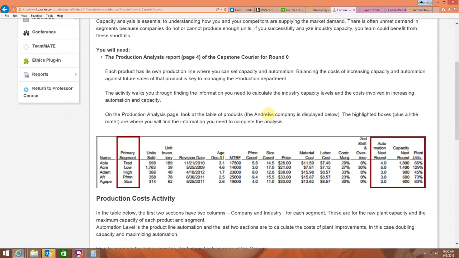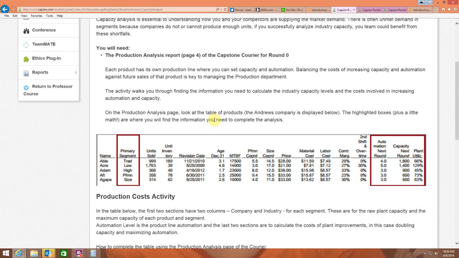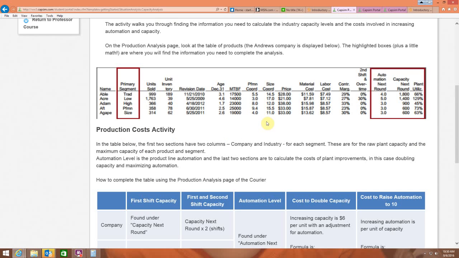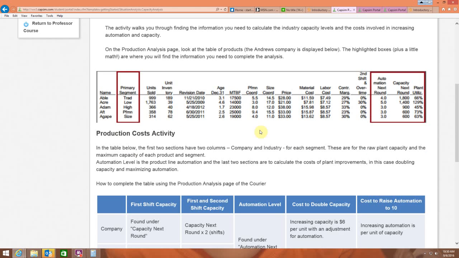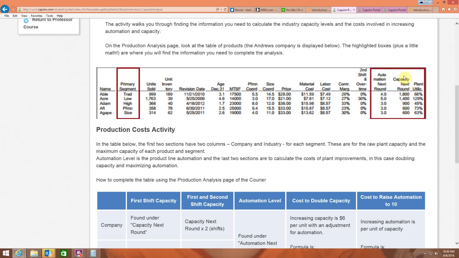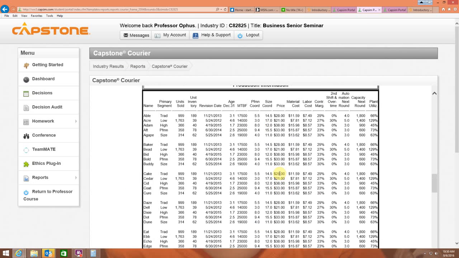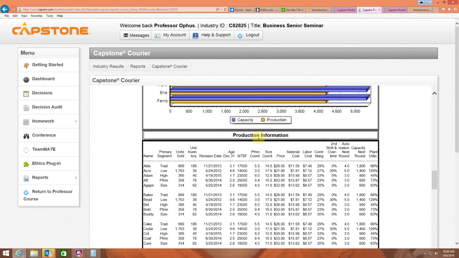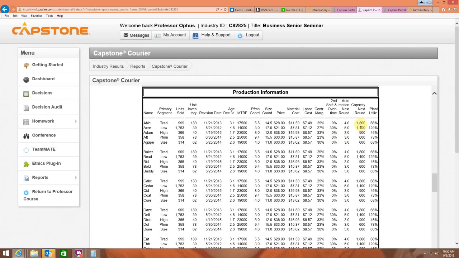Capacity analysis, and this is kind of important. It's a lot important that you know throughout this game that the capacity it gives you here in the Courier, and let's go have a look at that, which is under this product information, lists capacity in this column.